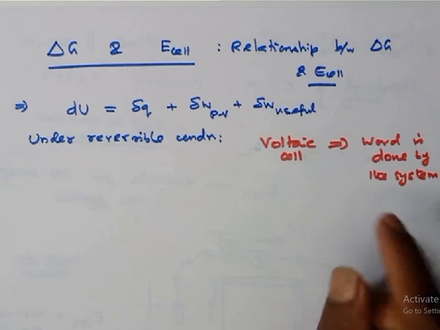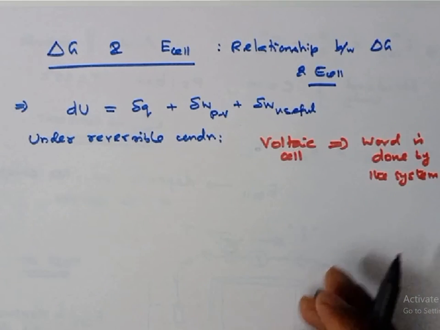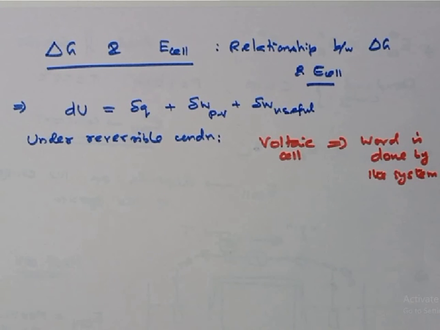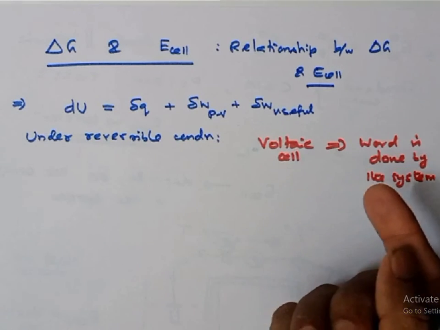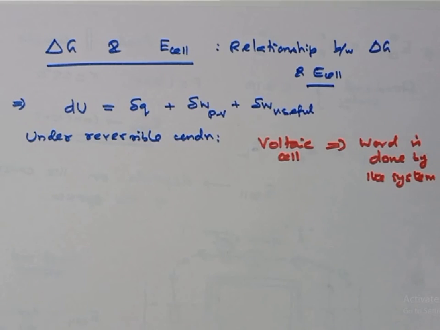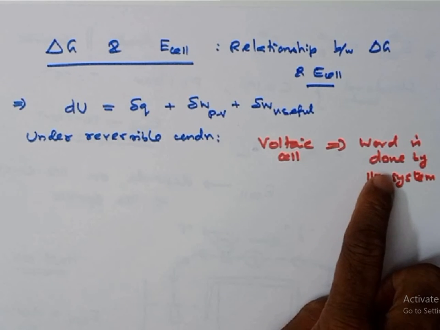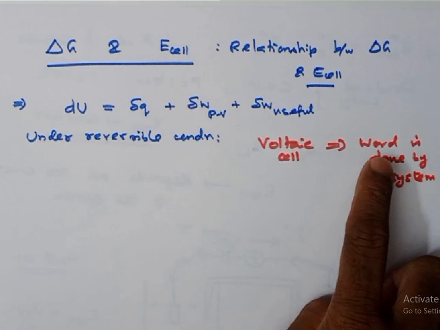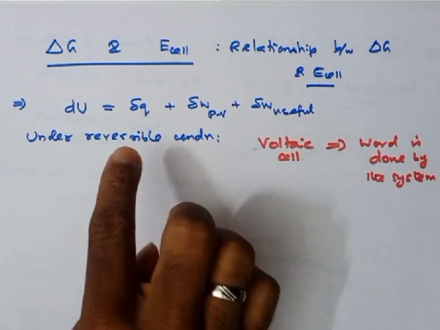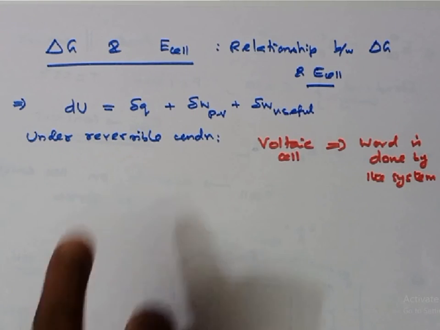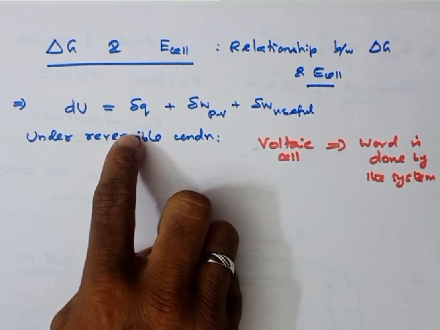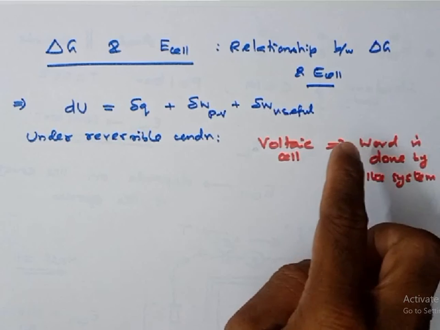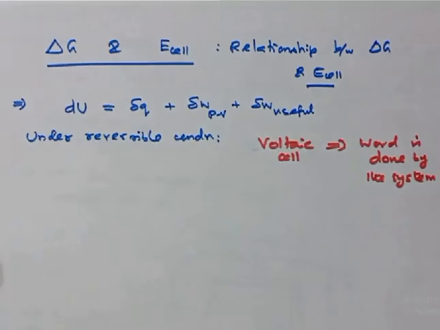Whenever a system does some work, the maximum work obtainable from a system is only under a reversible condition. If any process takes place in a reversible manner, then the work obtained from that system is the maximum work. So keep that point in mind.